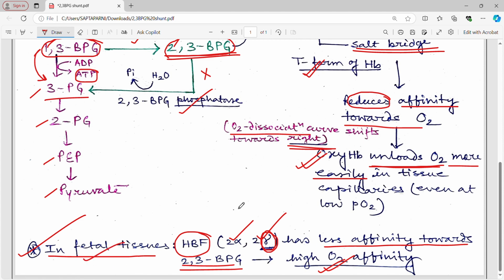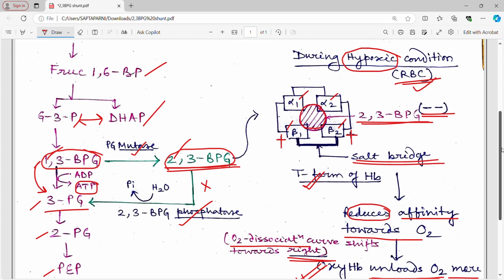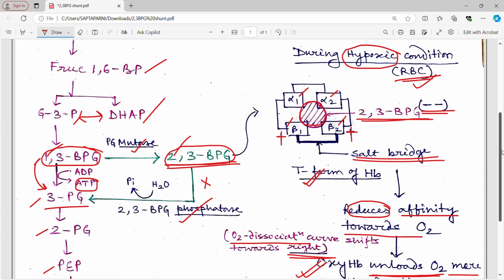Now I think this 2,3-BPG shunt and its importance in our body during hypoxic condition is clear to you.